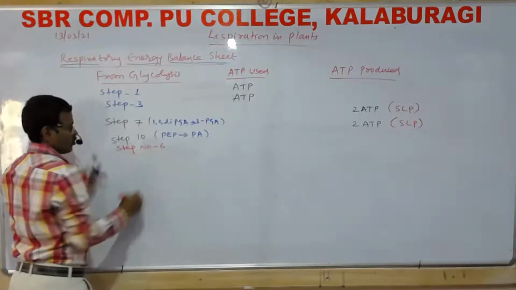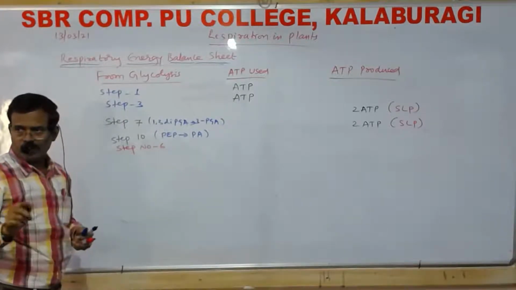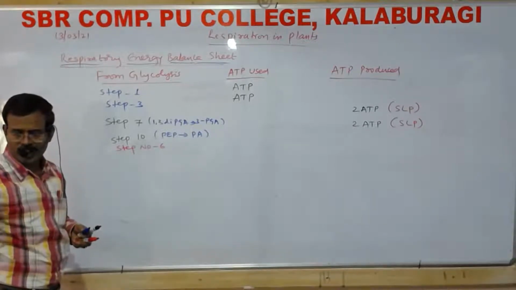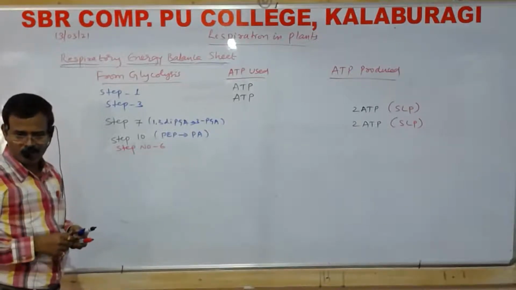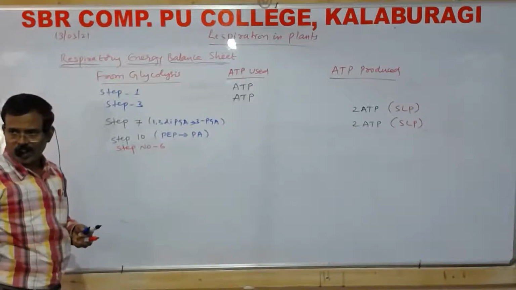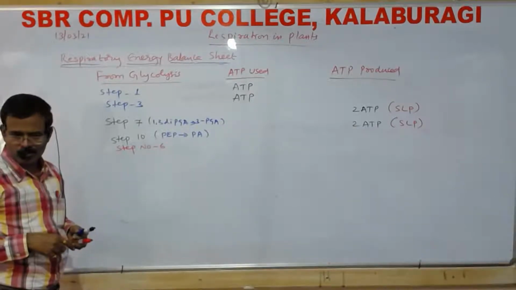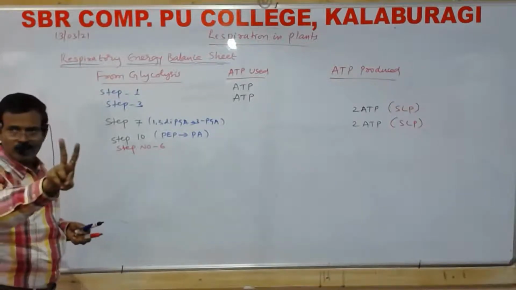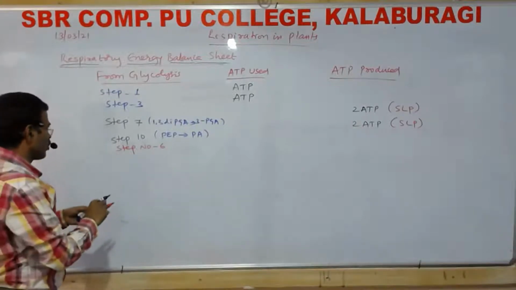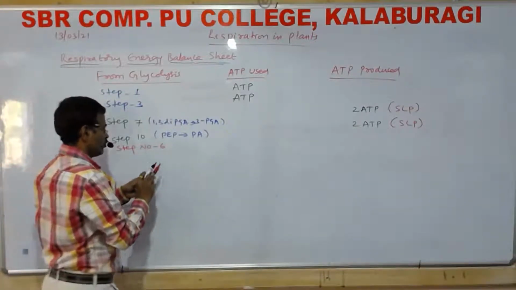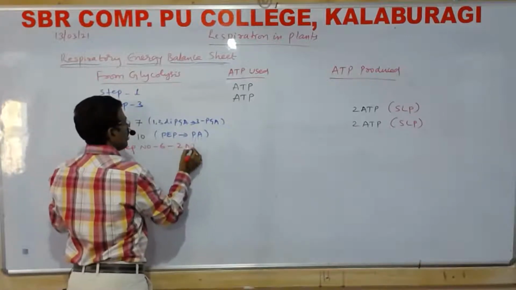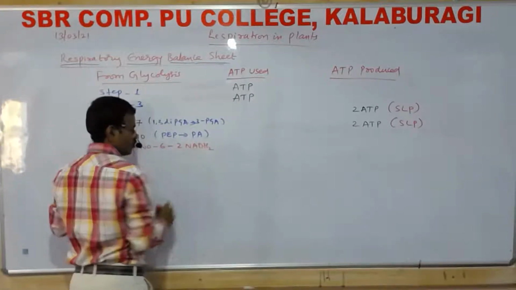Now, step number 6. 3-PGAL to 1,3-DiPGA. Step number 6, you can refer to the glycolysis or EMP pathway. 3-PGAL to 1,3-DiPGA. Check it out. There, 2 NADH2 are produced, right? So here in step number 6, 2 NADH2 are produced.